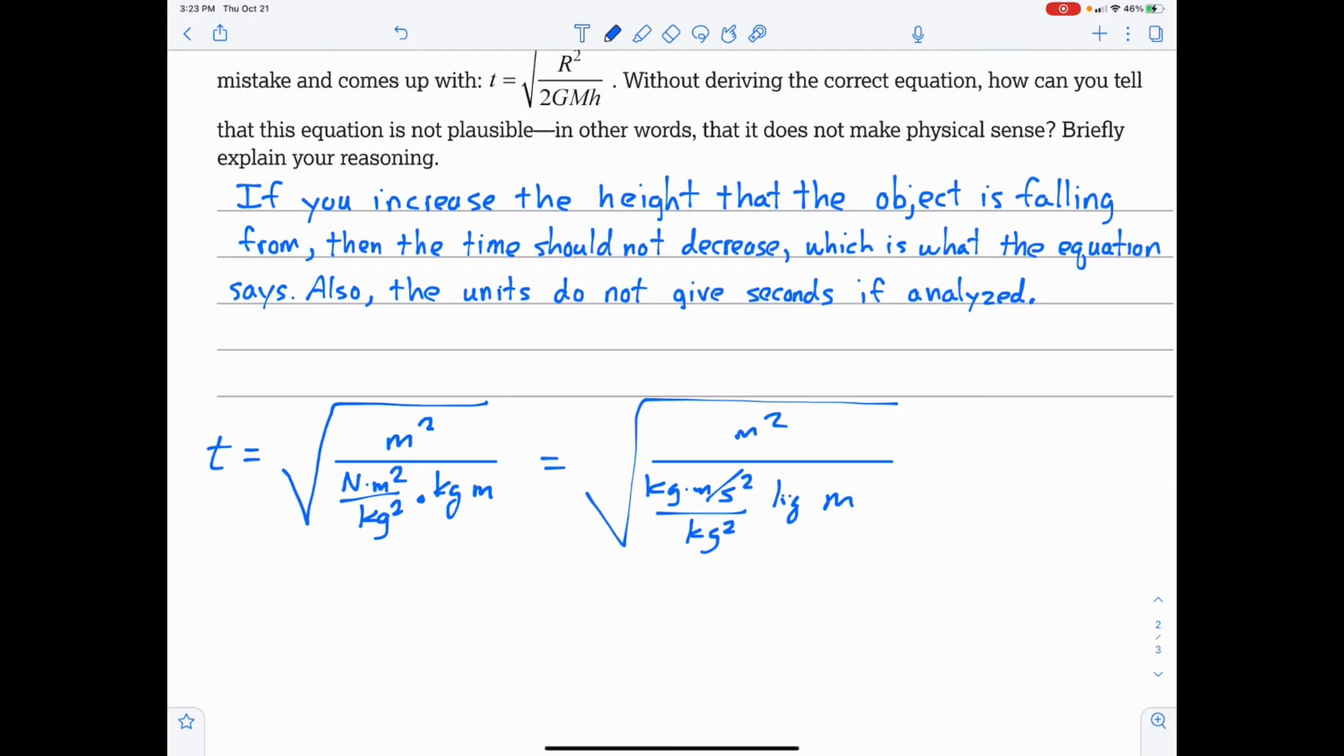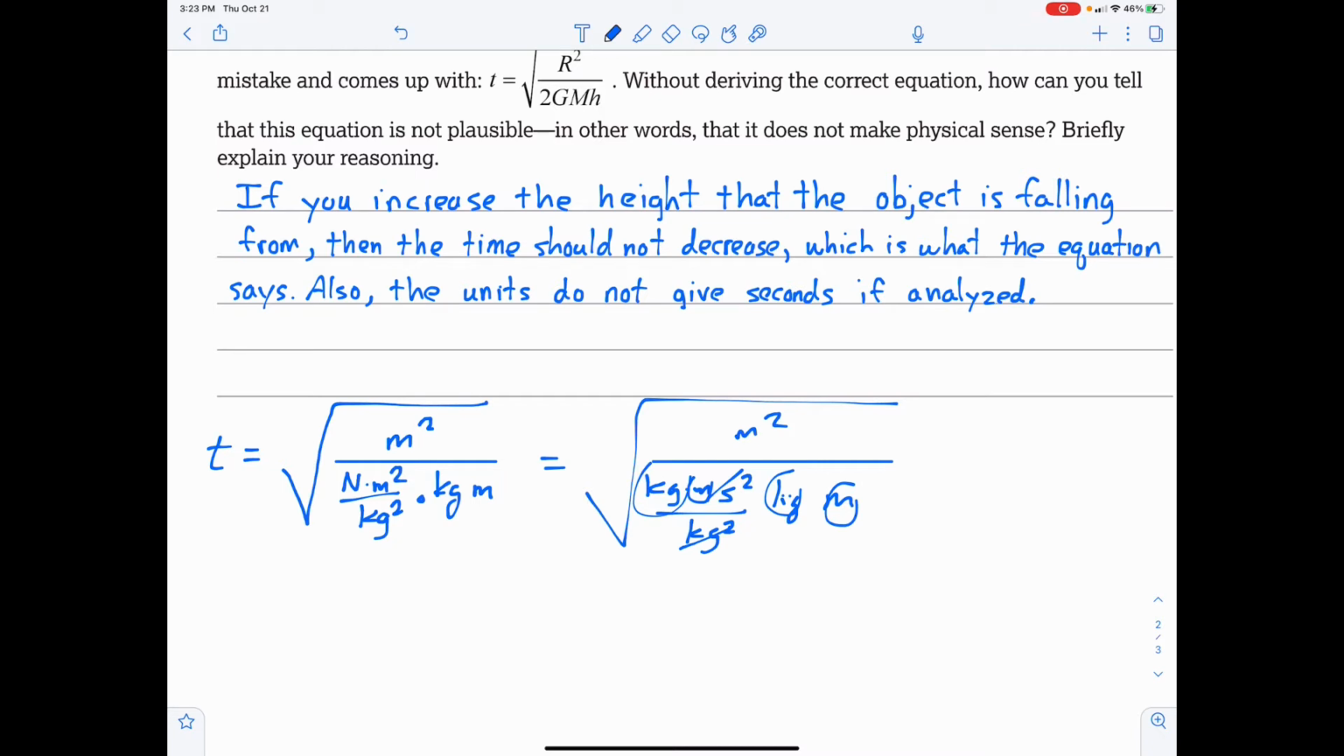Okay, now things are, wow. You have kilograms times kilograms canceling with kilograms squared. You have meters canceling with meters, but that's not the case. It shouldn't cancel with meters. You want meters times meters.